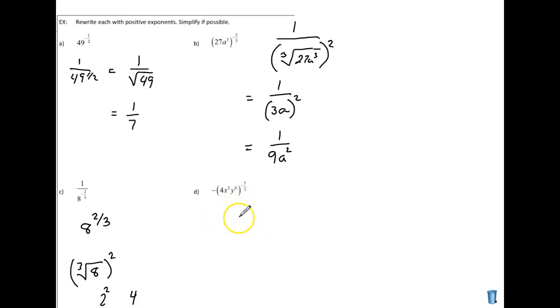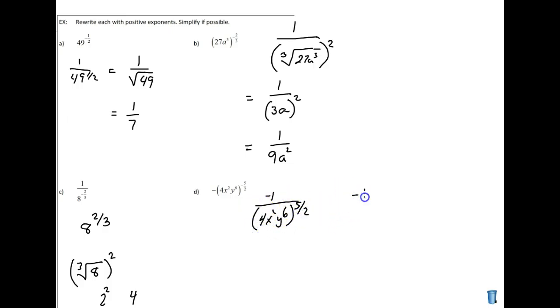Okay, this last one's got a lot of little parts to it, so let's take a look. This is really negative 1 times this whole part here, 4x squared y to the 6th, to the negative 5/2. That's going to go to the denominator. The negative 1 is going to stay in the numerator. Okay, so 4x squared y to the 6th, and then I have that to the 5/2 power.